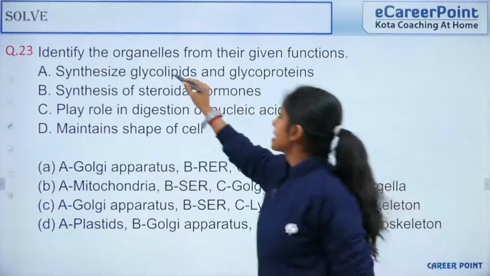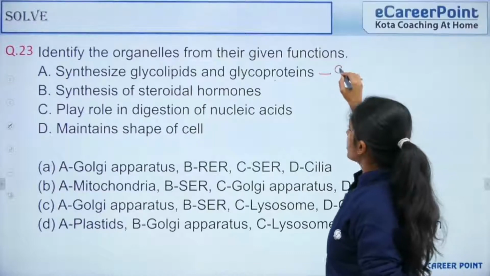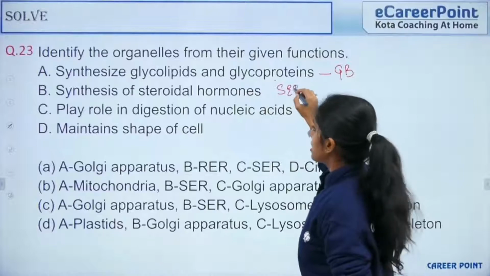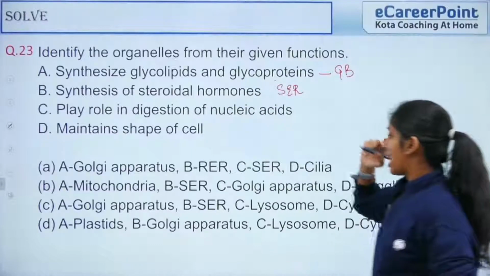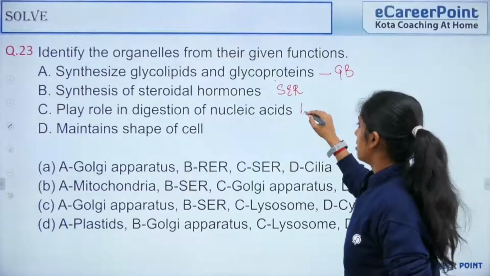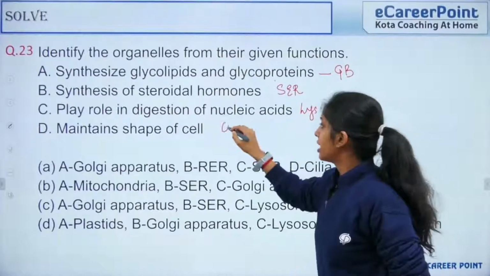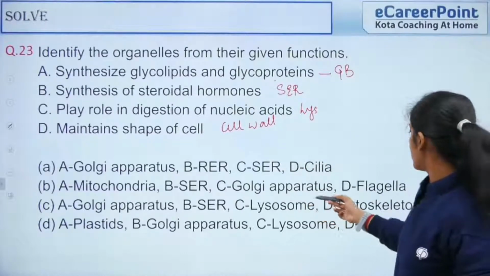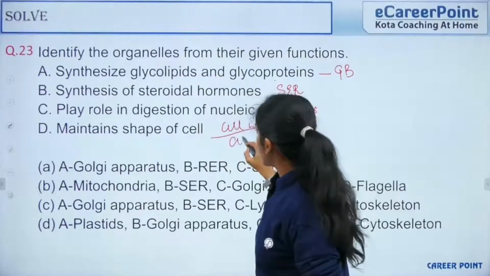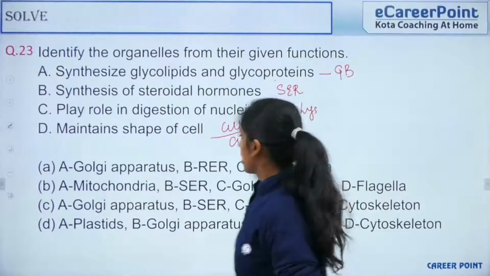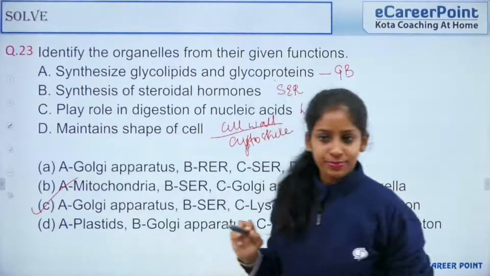Okay. So question 23, identify the organelles from their given functions. They synthesize glycolipids and glycoproteins, so it is Golgi bodies. Synthesis of steroidal hormones, smooth endoplasmic reticulum. Play a role in the digestion of nucleic acids, lysosomes, that is lysozymes. Maintains the shape of the cell, that is cell wall. Now tell me which is right, Golgi apparatus. Okay, so this can be cytoskeletal also. Right? So this is option C.